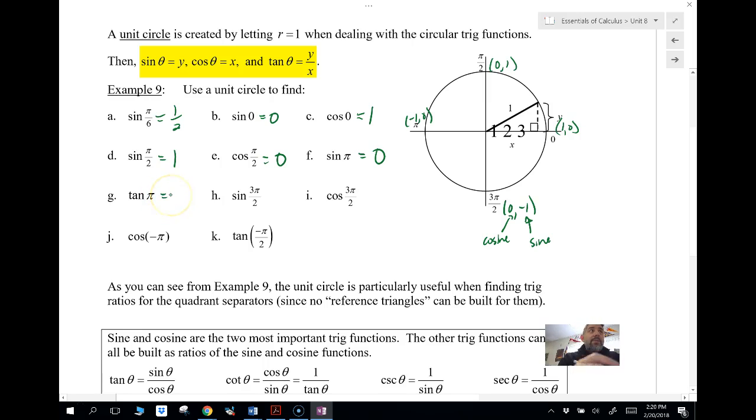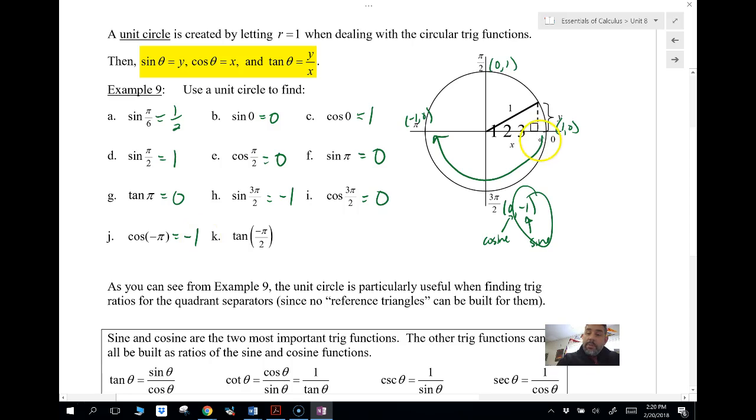Now, tangent is sine over cosine, so y over x. That's going to be 0. Sine of 3 pi over 2 is negative 1. Okay, that's right there. Cosine of 3 pi over 2 is 0. Cosine of negative pi. Now, negative pi actually goes this way. Negative pi is the same as pi. So I'm going to have negative 1.